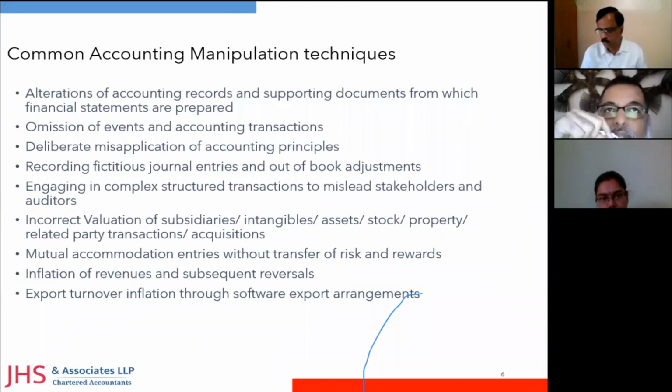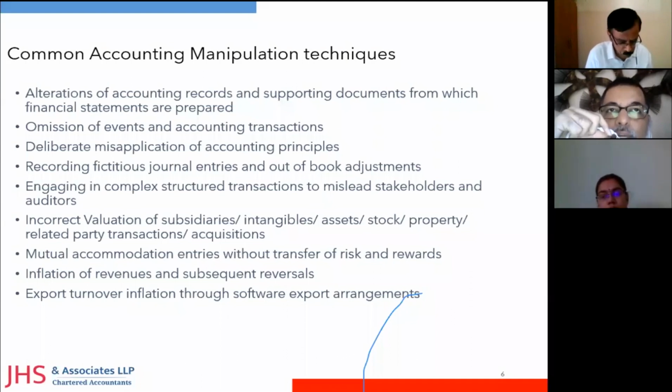Before we look at the subject of internal financial controls and the legal requirements, let's look at the common manipulation techniques. So when you all develop your risk registers for internal financial controls, you all can have these common manipulation techniques addressed in the risk and control matrices. First is alteration of accounting records and supporting documents from which financial statements are prepared.